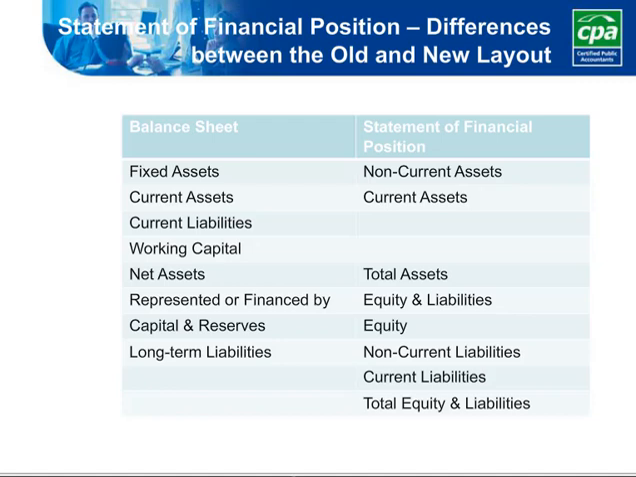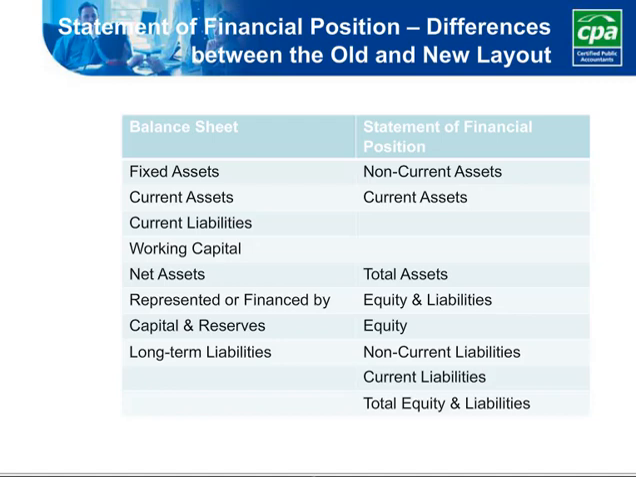So let's compare the differences between the new and the old layout for the balance sheet versus the statement of financial position. Starting off, the first line of our balance sheet was fixed assets. Under the statement of financial position, this is known as non-current assets. The next section is similar for both layouts, i.e. current assets. And then we move on to the current liabilities under balance sheet. Now this is the major change for the layout of the statement of financial position, in that the current liabilities move down to the very end under equity and liabilities under the statement of financial position.